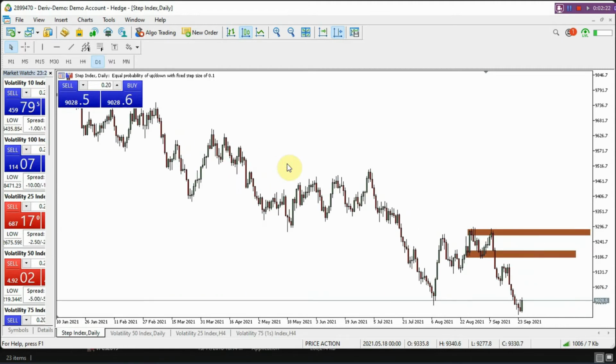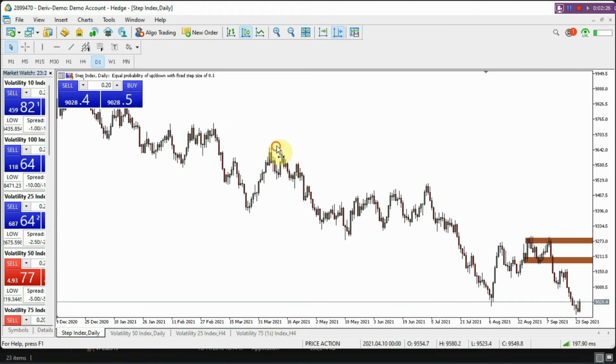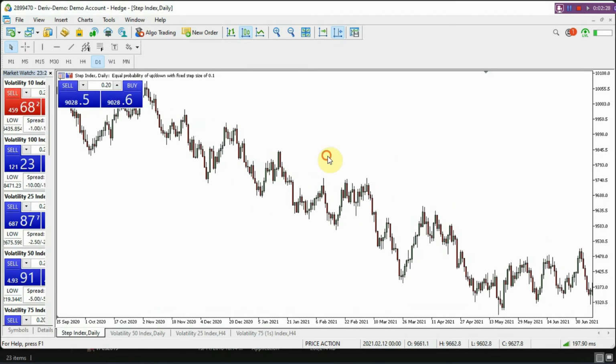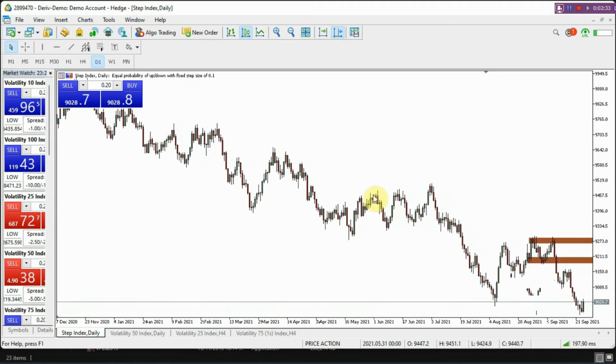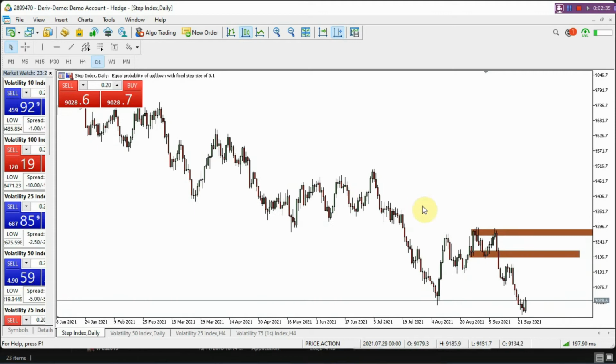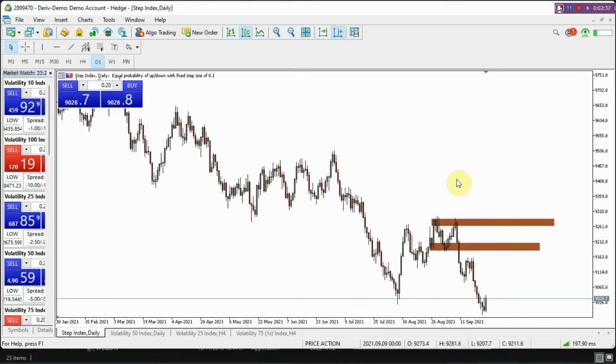So we have a downtrend. The market has been on a strong downtrend on step index, making lower lows and lower highs. But last week, we expected price to come here, but price didn't really reach our entry level. It missed it by just a few points, but it's expected. So this coming week, we are still bearish on step index and taking a new position here.